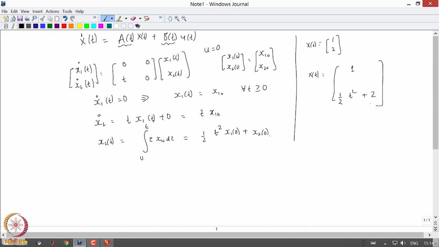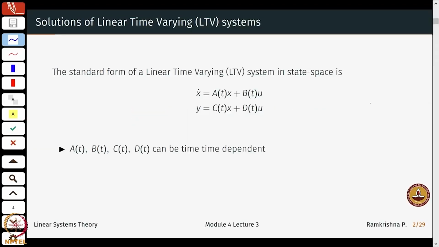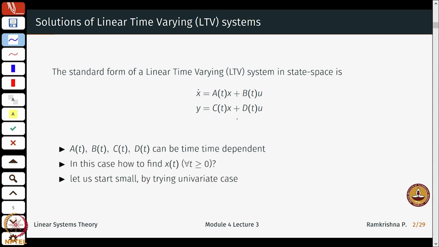So we are again looking at integrating the differential equation. These are the equations that we will be interested in: x dot is A(t)x, and all these A, B, C, and D matrices are now changing with time. So the question again is the same: given this set of equations with certain initial conditions, how do we find x of t for all times t greater than or equal to 0?